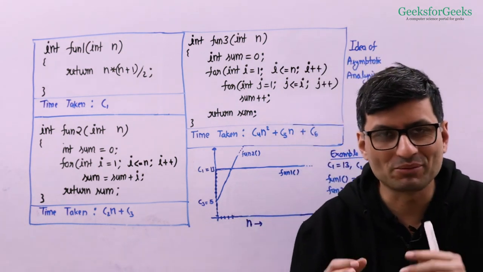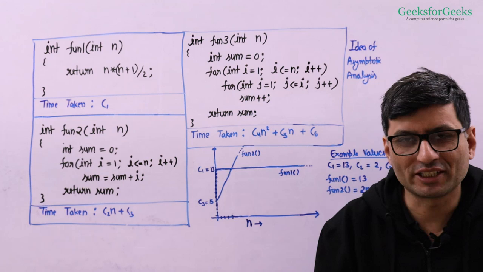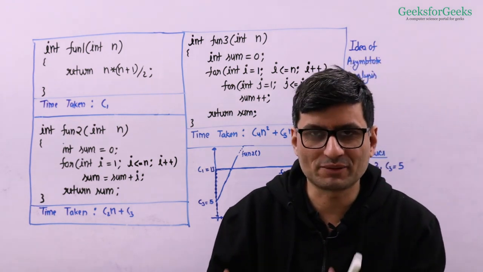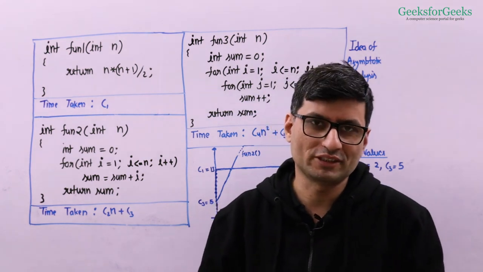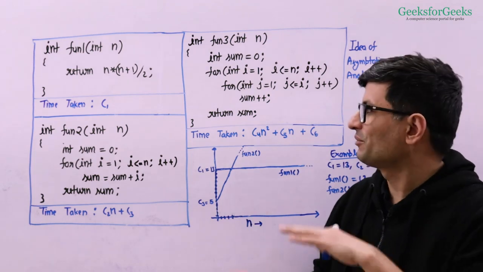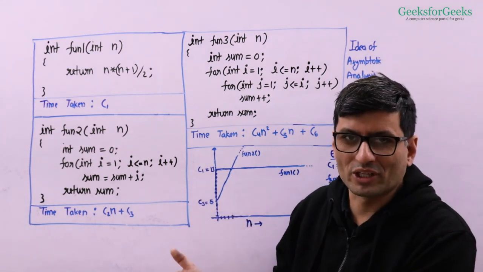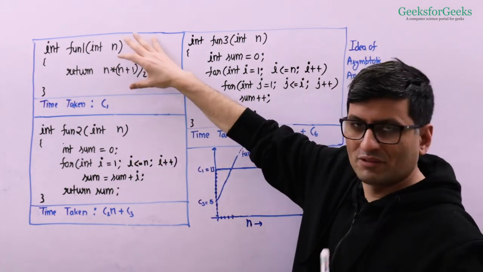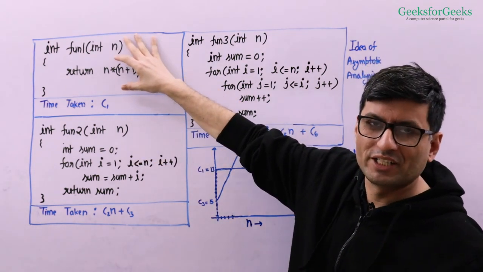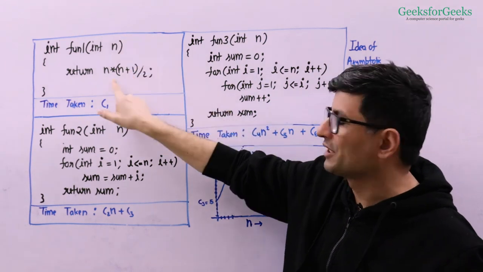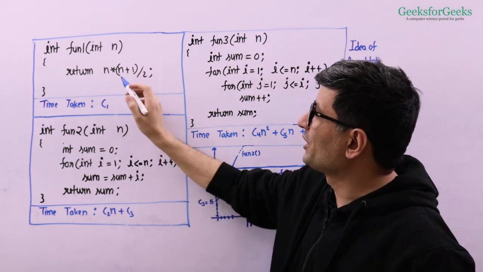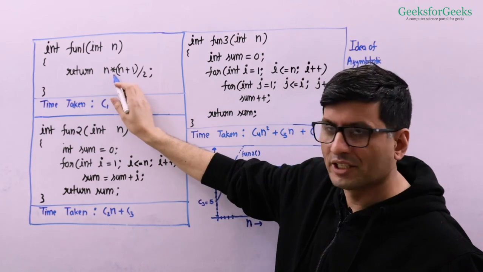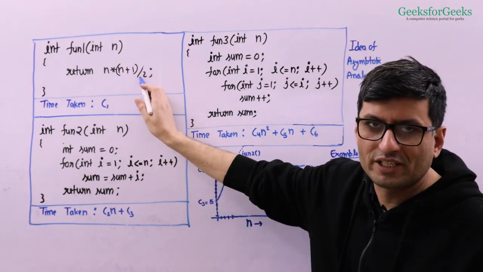So what we do in asymptotic analysis is, the first thing that we do is we get an expression of time taken by your code in terms of input size. So let's understand this with the same examples that we wrote earlier. This is the first way of writing the code to find the sum of first n natural numbers. We are using a direct formula here. In this function, we are doing an addition, a multiplication, and then a division.